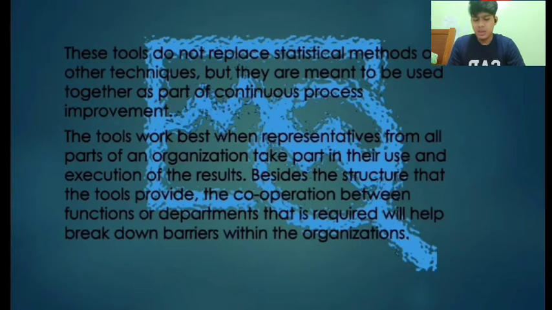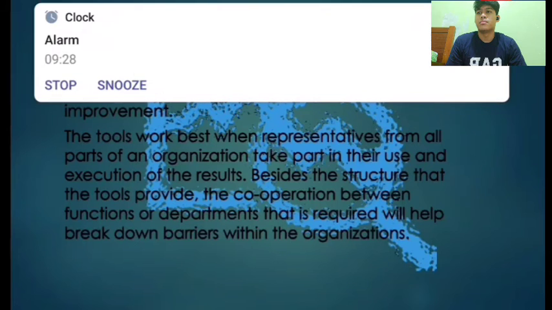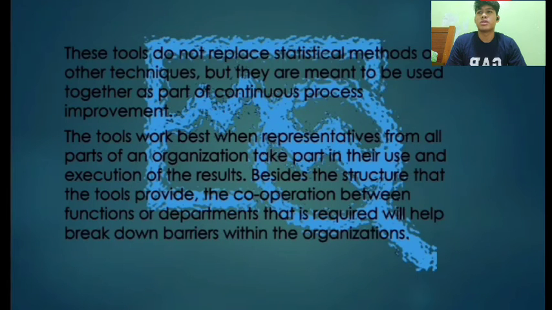So simply saying, itong mga tools na to, hindi to gagana kung hindi magtutulong-tulungan yung lahat ng workers sa isang organization para ma-execute yung problem. Okay, so these tools, yung 7 tools na to, it is best used sa other basic tools pa para mas ma-imply pa natin yung improvement sa isang system.